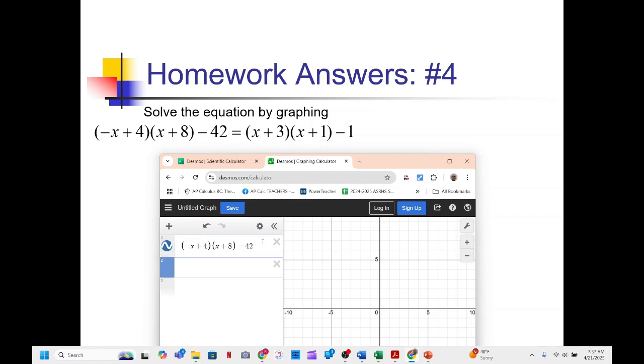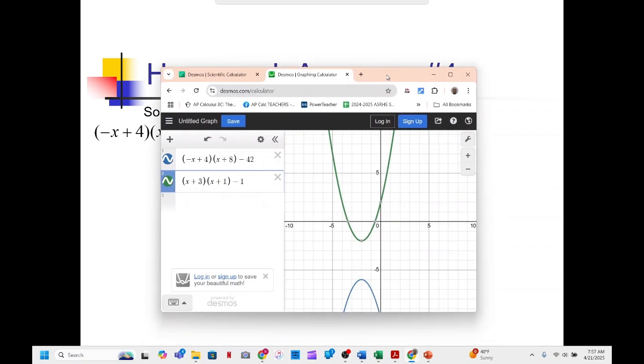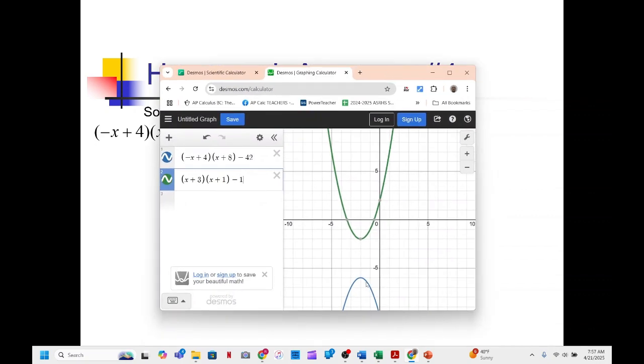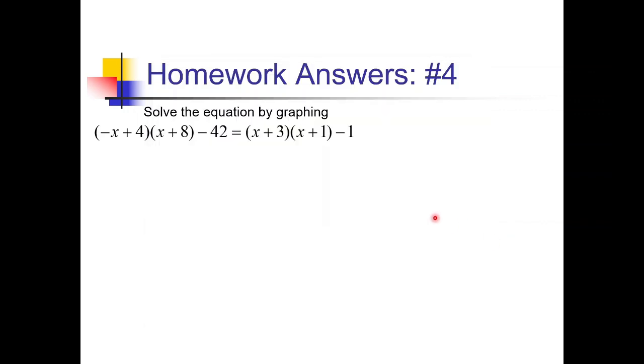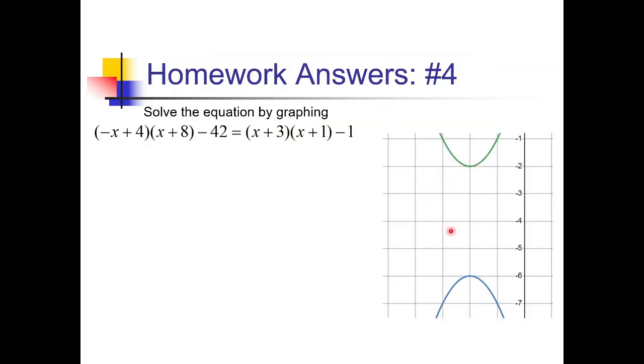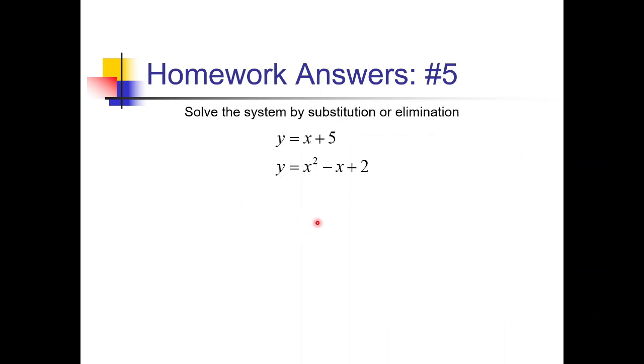And now for the other one, we have x plus 3 and x plus 1, and then minus 1. That one I can see. All right, so let me, oh, there's the other one, actually. All right, so there's our first parabola down here. Here is our second half of the equation. And we see that since these two parabolas don't actually cross anywhere, that means it turns out this system has no solution.